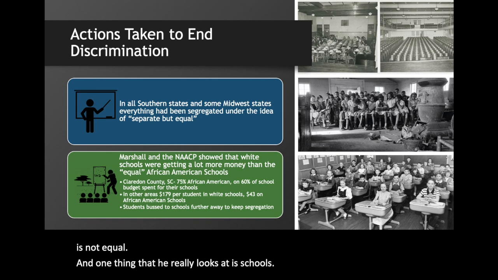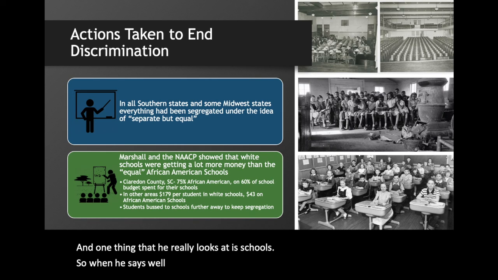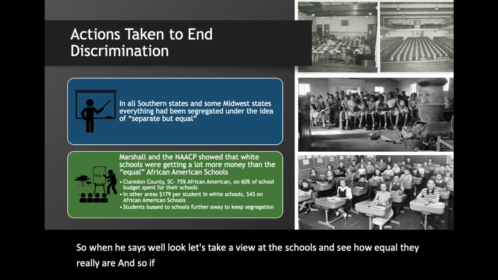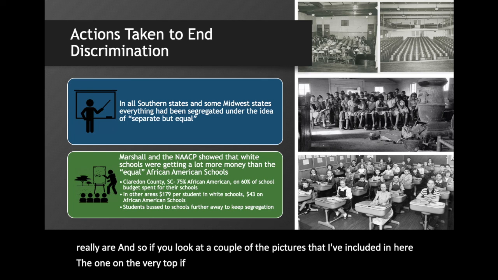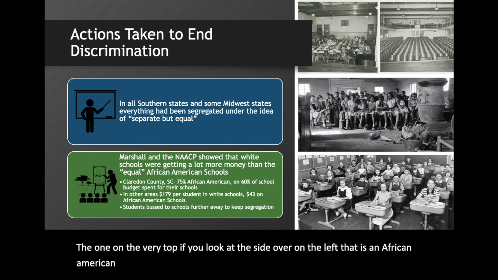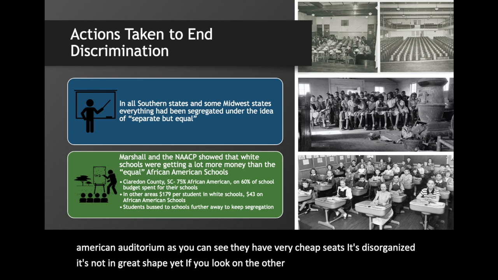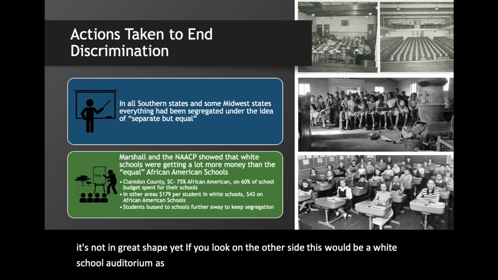So he says, well, look, let's take a view at the schools. Let's see how equal they really are. And so if you look at a couple of the pictures that I've included in here, the one on the very top, if you look at the side over on the left, that is an African American auditorium. As you can see, they have very cheap seats. It's disorganized. It's not in great shape. If you look on the other side, this would be a white school auditorium. As you see, it's well kept, nice chairs. And the same goes for the classrooms.